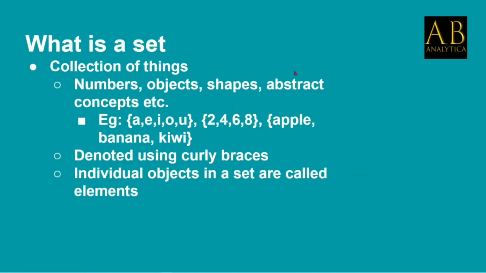A set is a collection of things. It could be anything. It could be numbers, objects, shapes, and even abstract concepts. For example, the first set is the set of vowels in the English alphabet, that is A, E, I, O, and U. You can see that it is denoted by using curly braces. And there is another set, it contains numbers, even numbers to be precise. And the next set is a set of a few fruits.